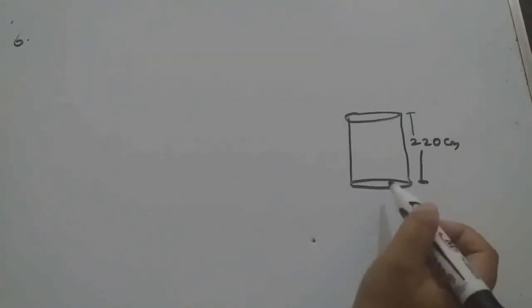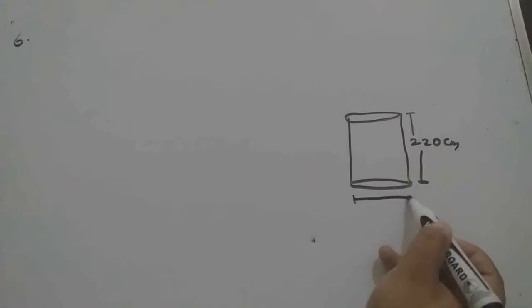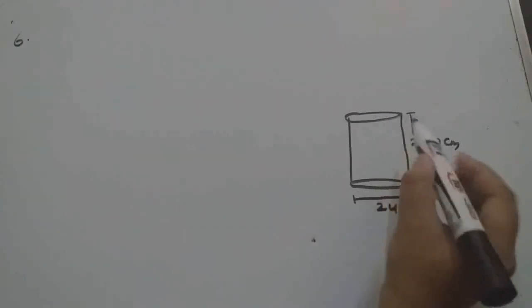In question number 6, it is given a solid iron pole consists of a cylinder of height 220 centimeter, and base diameter is 24. So radius will be 12.